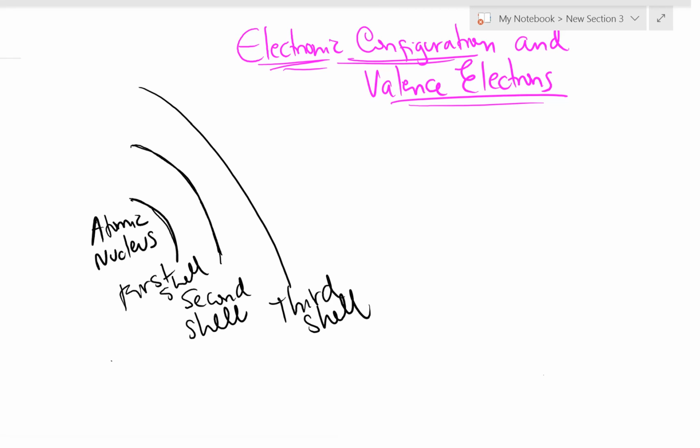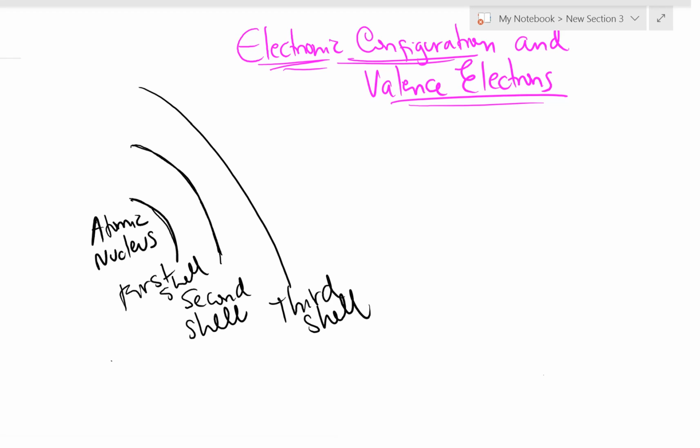Hello everybody, today we're going to talk about electronic configuration and valence electrons. To understand the basis of biological mechanisms and the formation of organic molecules in our body, we need to understand first how electrons behave inside the atom in order to make bonds. So the first thing that we have to know is how the electrons move around the atomic nucleus.